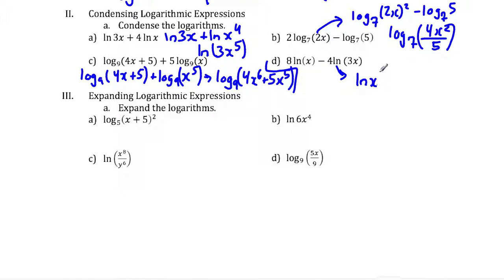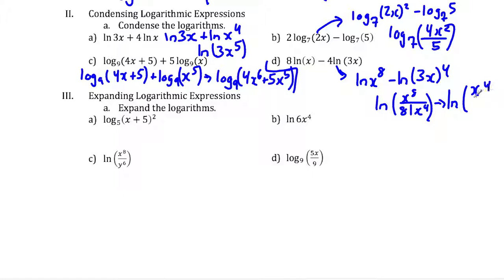So this is natural log of x to the eighth minus natural log of, again, this 3x is going to be in parentheses. So I'm raising both the 3 and the x to the fourth. So I get the natural log of x to the eighth over 81 x to the fourth. I can simplify this further because x to the eighth and x to the fourth can be simplified. So I get natural log of x to the fourth over 81.